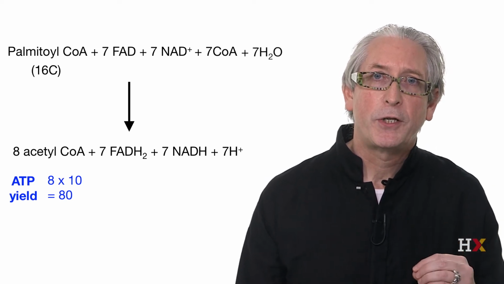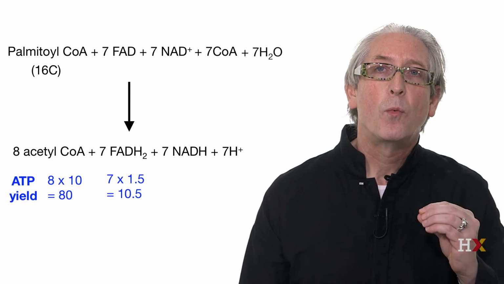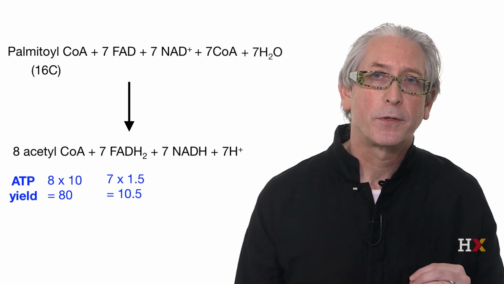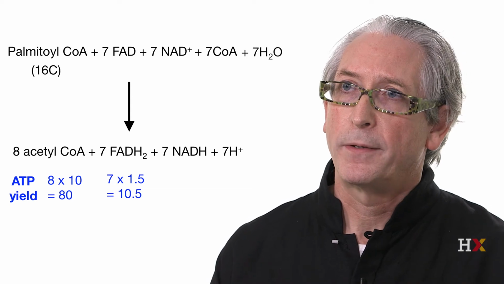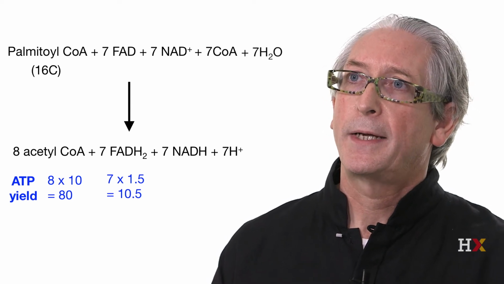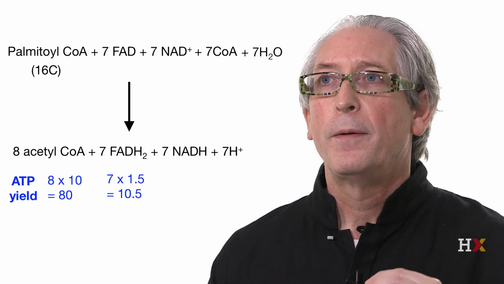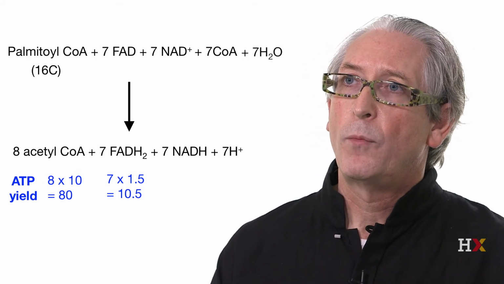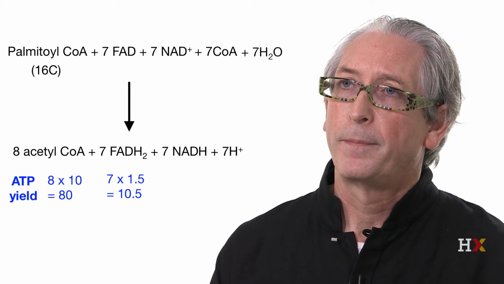Each FADH2 entering the electron transport chain will yield 1.5 molecules of ATP. So if the 7 FADH2 molecules enter the electron transport chain, a total of 10.5 molecules of ATP will be produced per molecule of palmitoyl coenzyme A.